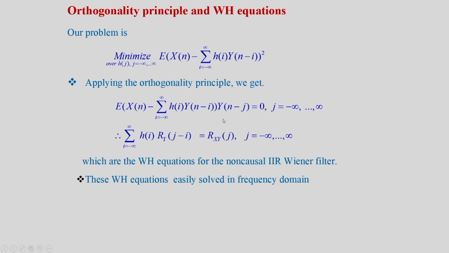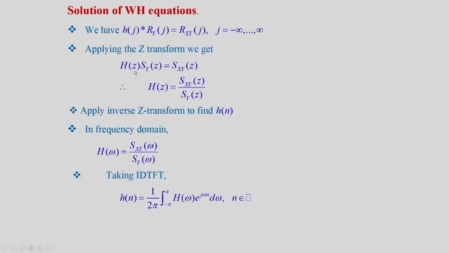So, this is the equation which relates the autocorrelation of the data with the cross correlation. Now, this infinite set of equations are the Wiener-Hopf equations for the non-causal IIR Wiener filter. These Wiener-Hopf equations are easily solved in the frequency domain. Thus, we have h[j] convolved with r_y[j] is equal to r_xy[j], j going from minus infinity to plus infinity. So, this is the relationship we have, that is, r_xy[j] is the convolution of h[j] and r_y[j].